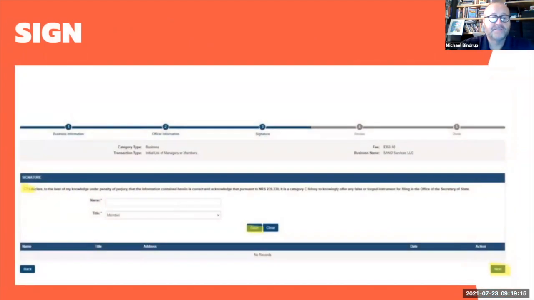Then you have to sign and certify that with the person in the title that this is true. You're not perjuring yourself. You're not lying on a state form. So that's important. You have to certify these things. So don't ever submit false information on any sort of governmental website. That's clearly a crime. So you don't want to do that.